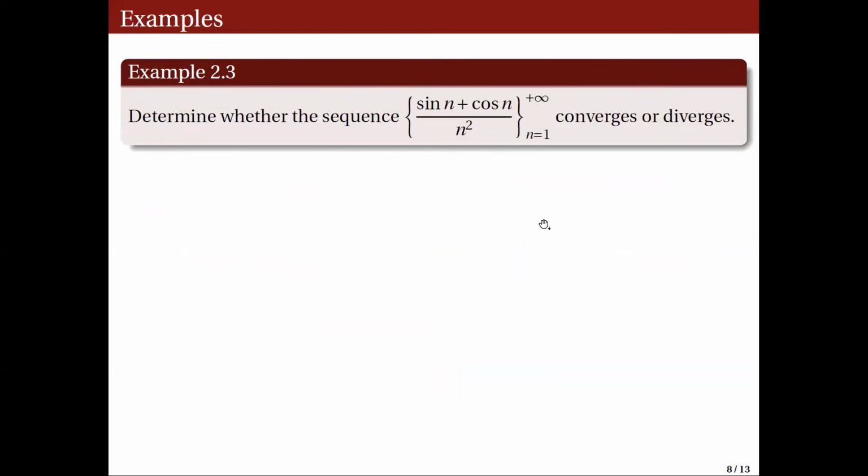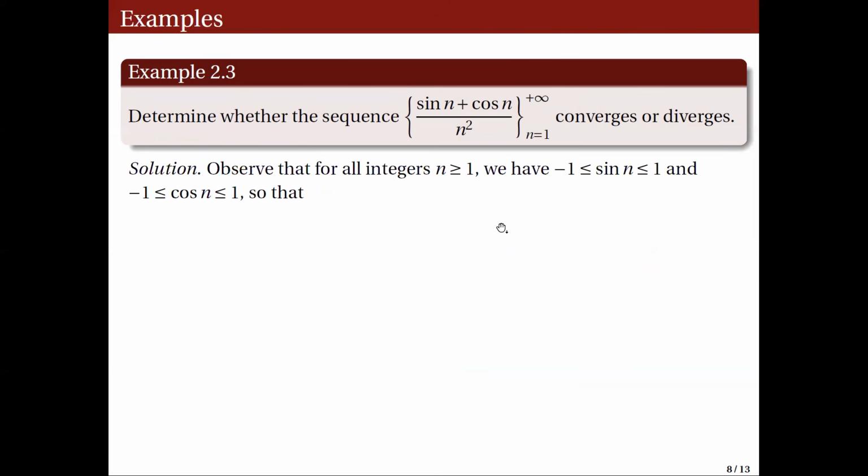Okay, so let's have another example here. Let's determine whether the sequence sine n plus cosine n all over n squared from 1 to infinity converges or diverges. First, let's have the following observation. We have for all integers n greater than or equal to 1, sine n is always between -1 and 1 inclusive, as well as cosine n between -1 and 1 inclusive as well.